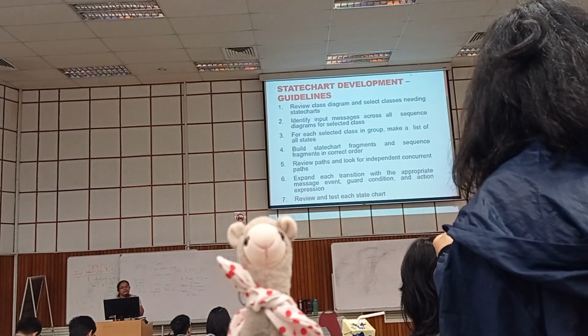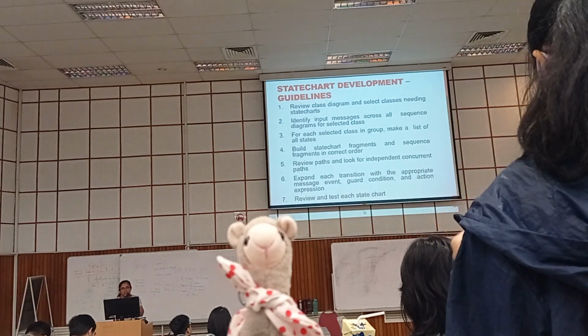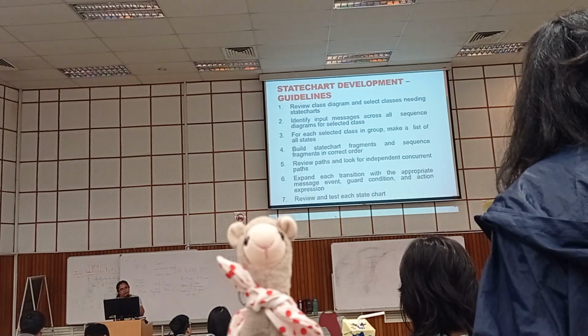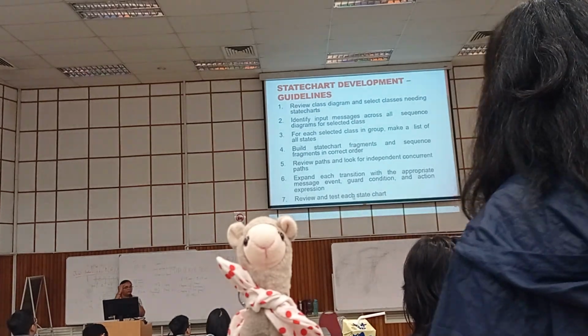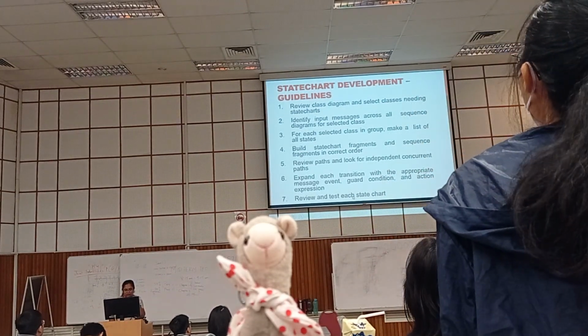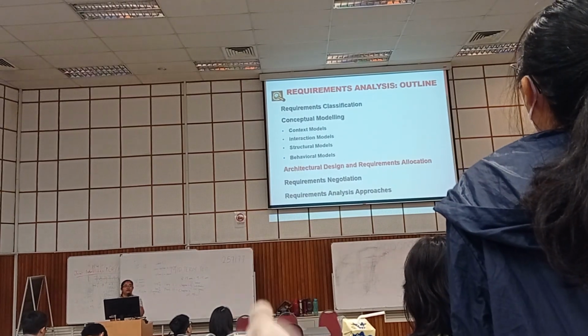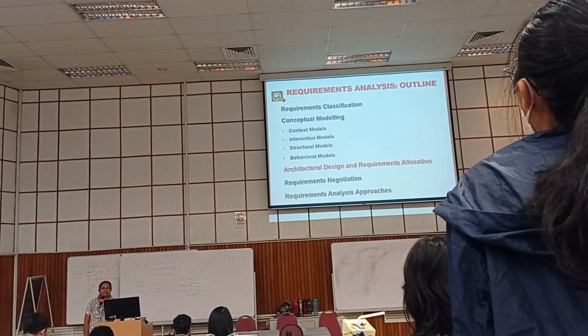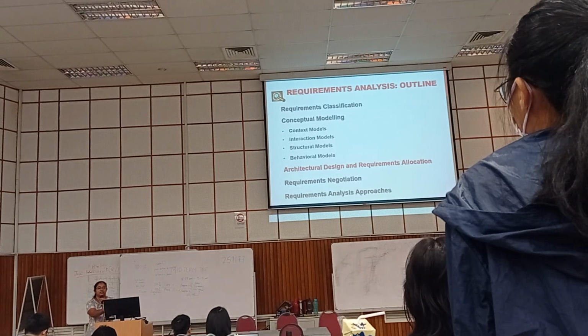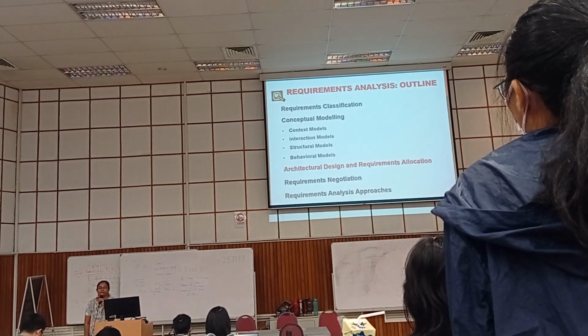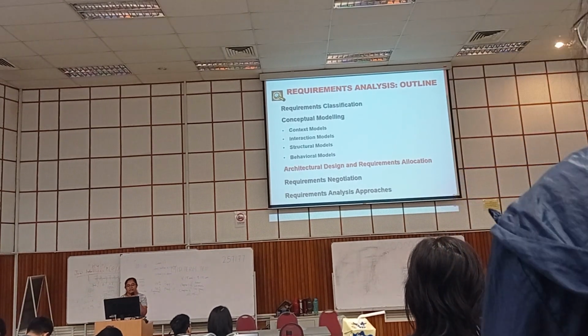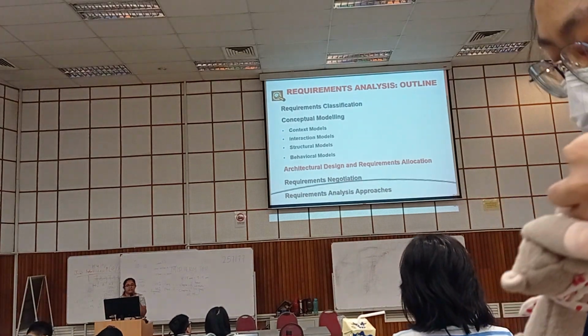All the guidelines I was teaching just now, I already explained. You can go through them yourself. All these guidelines I have highlighted to you just now. So now we're done with all the models. Another 10 slides, I will cover the remaining parts. First, architectural design and requirement allocation. Only one slide, I think.